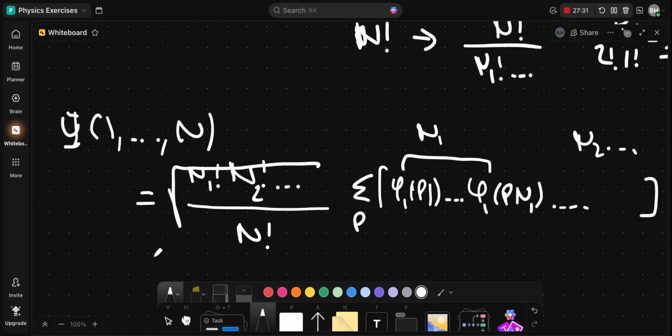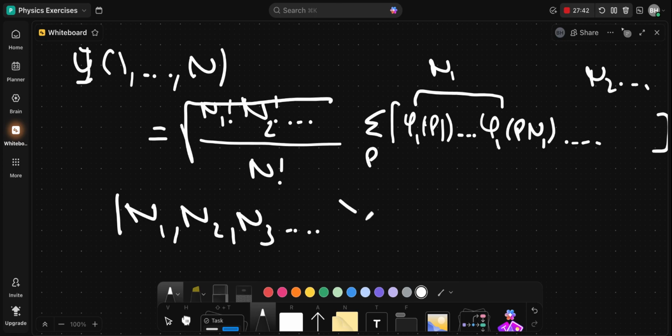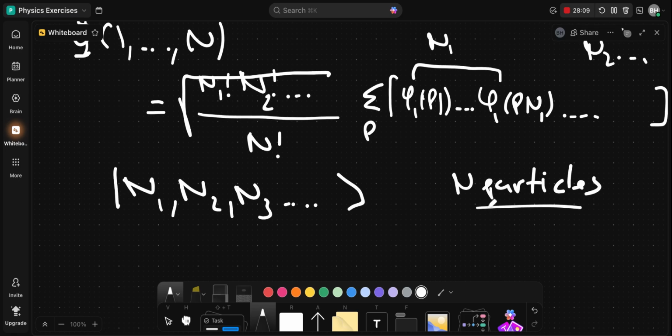And the ket notation for this wave function is going to work like this: n1, n2, n3, etc. So what we mean here is that we have a wave function of bosons in which n1 particles are in state 1, n2 in state 2, n3 in state 3, and so forth. And we're just always going to say that we have n particles in our system. Now I have a little bit of time, so I'm going to work out the normalization. That's not a hard exercise given what we have seen above.